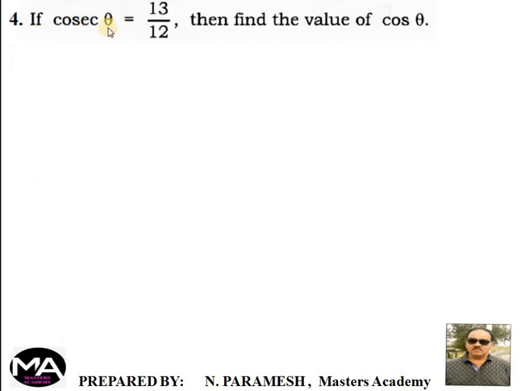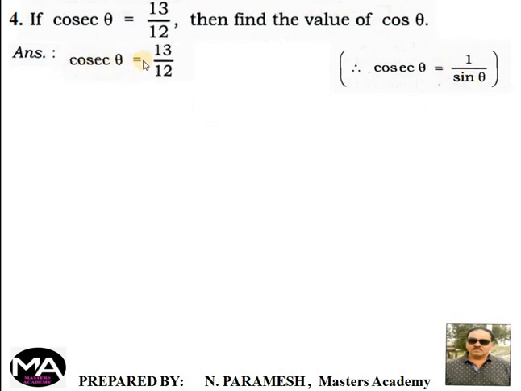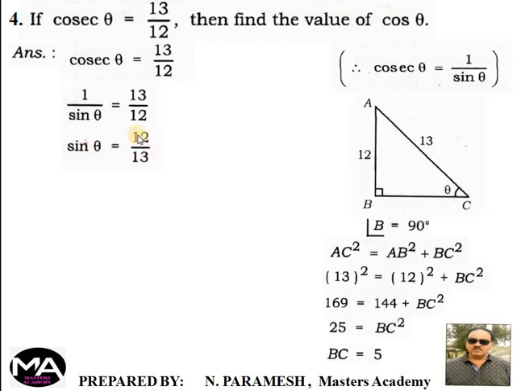Fourth question. If cosecant theta is equal to 13 by 12, then find the value of cos theta. Cosecant theta is the reciprocal of sin theta, that is 1 by sin theta. Cosecant theta is given as 13 by 12. Cosecant theta means 1 by sin theta is equal to 13 by 12, which implies sin theta is equal to 12 divided by 13. Sin theta is nothing but opposite side by hypotenuse. By using right angle triangle, theta, opposite side is AB and hypotenuse is AC. Angle B is 90 degree.